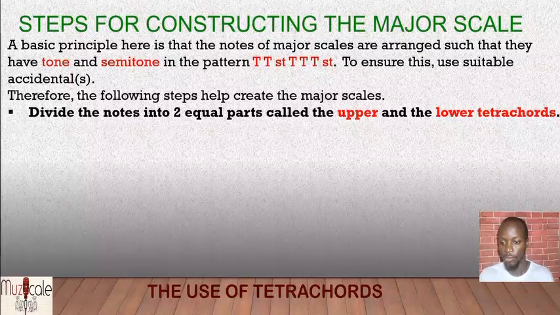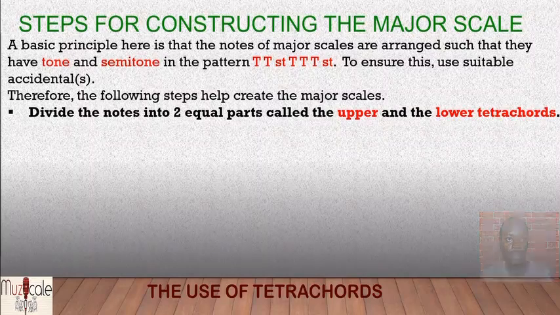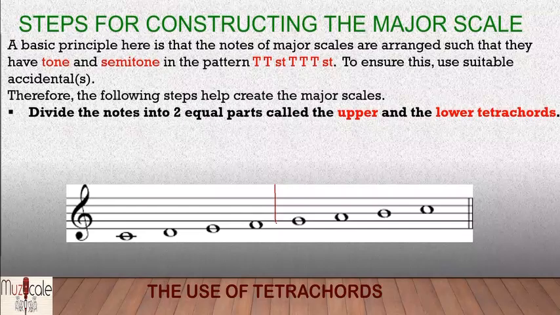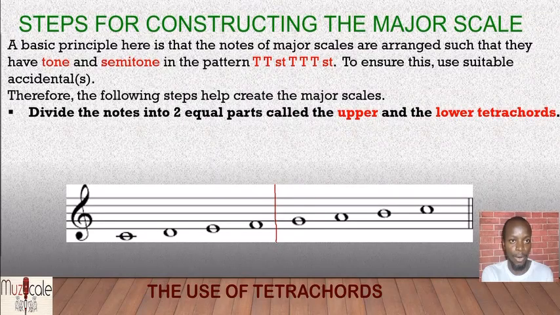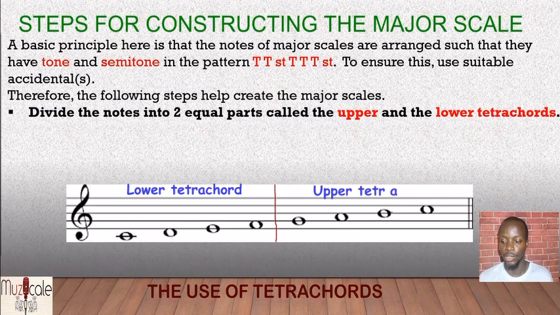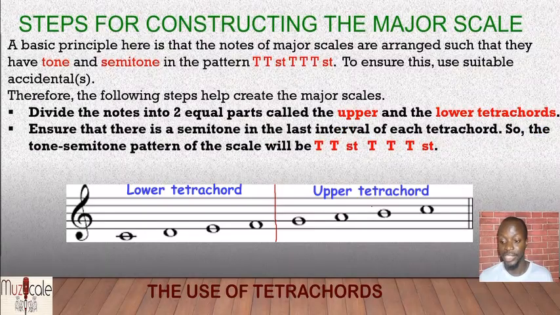The first step: divide the notes into equal parts called the lower and the upper tetrachords. Tetrachord means 4 notes, so that we have two groups, the lower one and the upper one. Ensure that there is a semitone in the last interval of each tetrachord, so that the tone-semitone pattern of the scale will be tone, tone, semitone, tone, tone, tone, semitone. We want to ensure that we have a semitone here regardless, the last interval of each tetrachord.